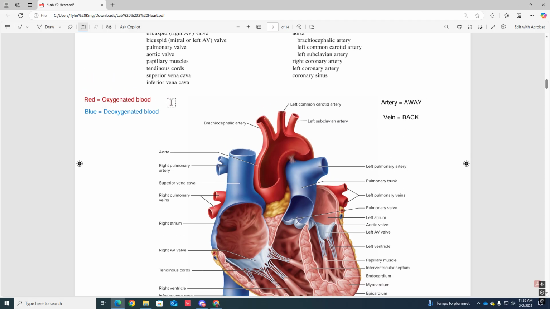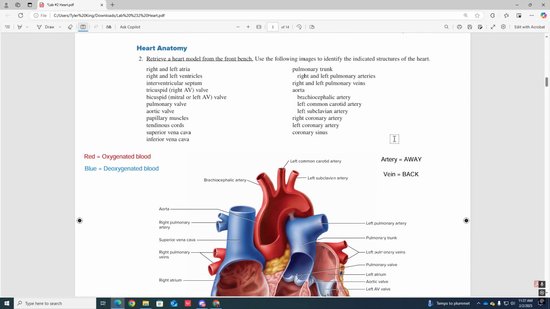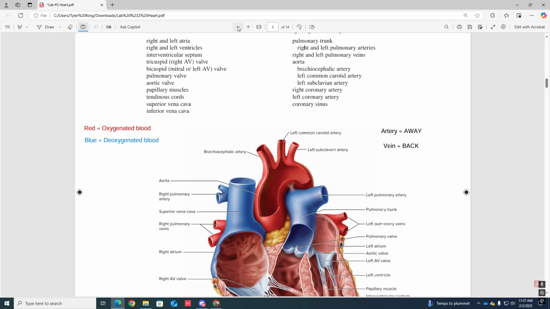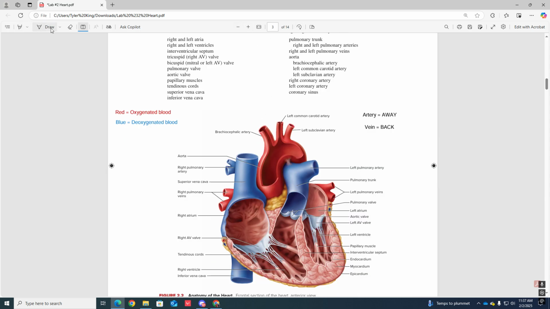If it's red, it means it's oxygenated blood. Blue, it's deoxygenated, no oxygen. Artery, it means it's going away from the heart. Vein, bringing stuff back. All right, so big four rules there. Now we have those down. Let's zoom out here quick. So let's chat about structures of the heart.